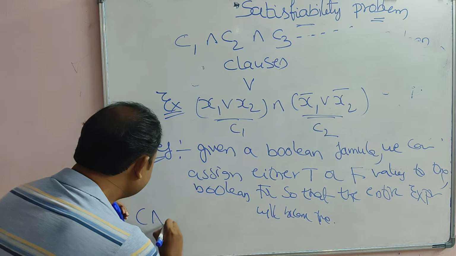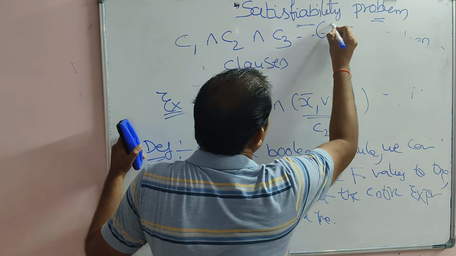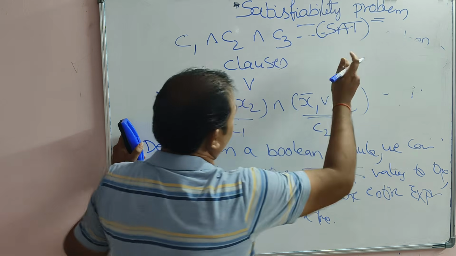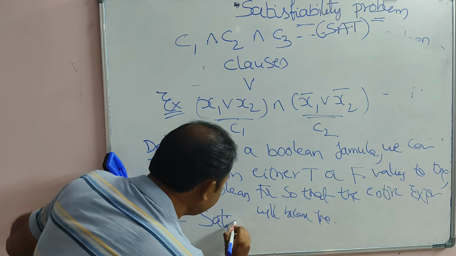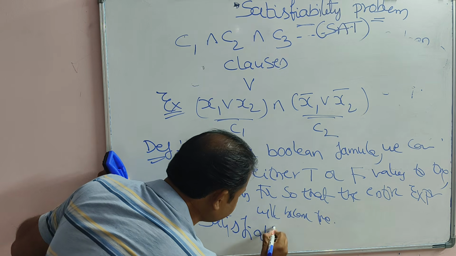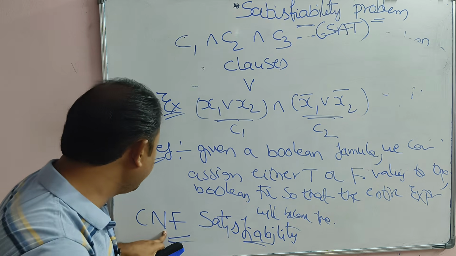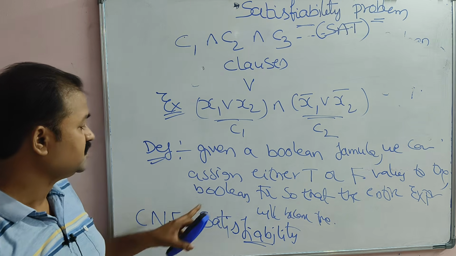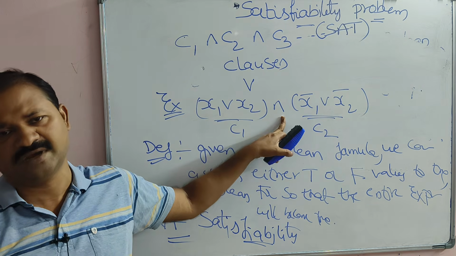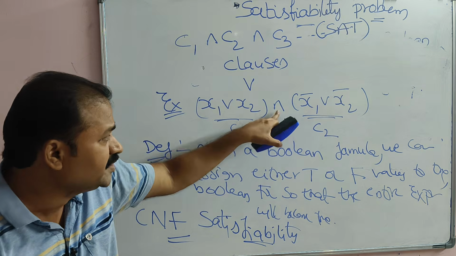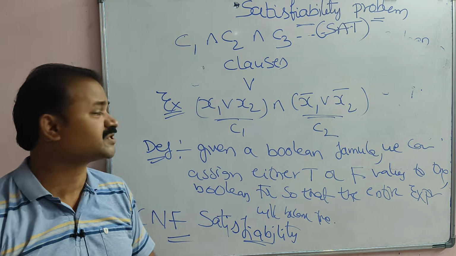Next we have the CNF satisfiability problem. The satisfiability problem can also be called the SAT problem. SAT stands for satisfiability problem. CNF satisfiability problem means applying satisfiability on CNF formulas. So what is a CNF formula? Between the clauses we have to use AND, whereas inside the clause we have to use OR.